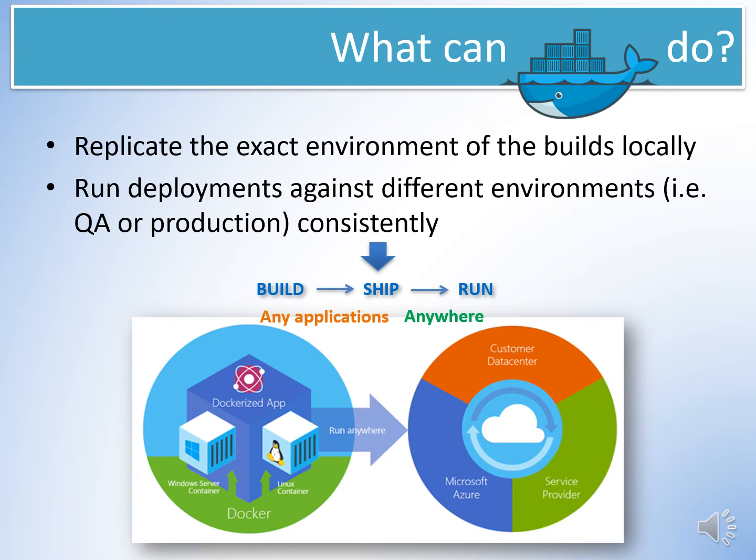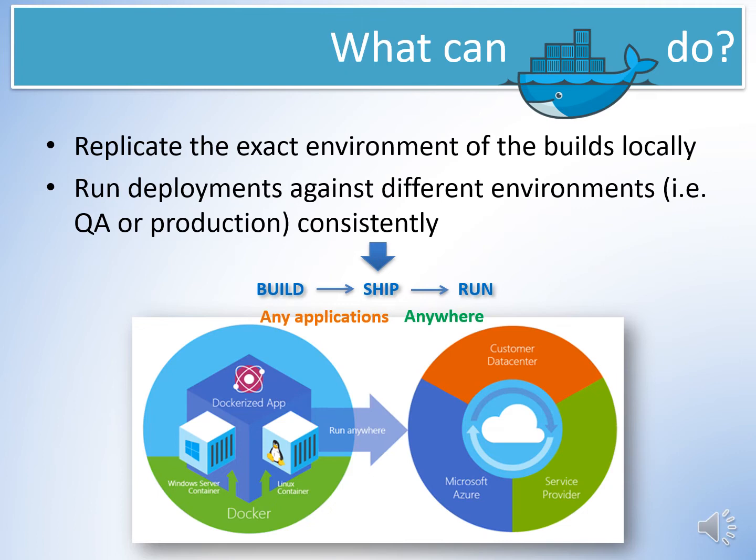Now you know what Docker is. The next question is, what can Docker do? Basically, Docker can do two things. First, it can replicate the exact environment of the build to any machine. And second, it can run deployments against different environments, for example QA or production, consistently.